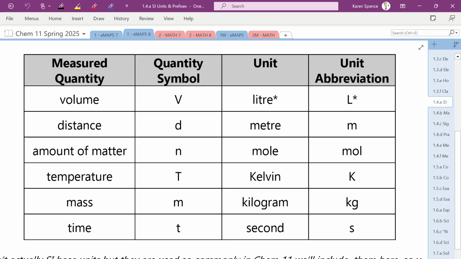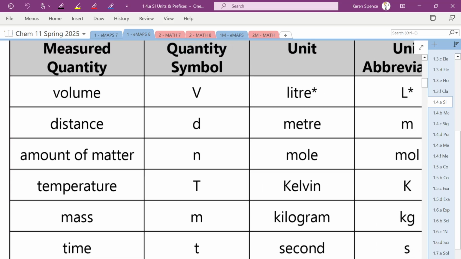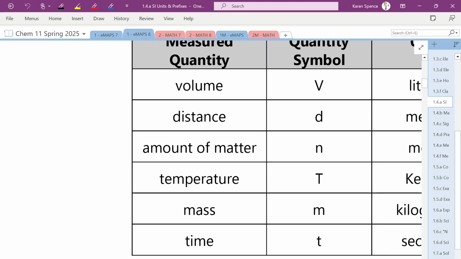The one that might look a little strange is maybe the amount of matter. Where did that come from? Oh, we've got amount of matter and its symbol is N. Wow, that's weird because volume was V, distance was D. Those seem to make some kind of sense, right? But what the heck is N? Okay, so we're going to talk about that one just for a moment.